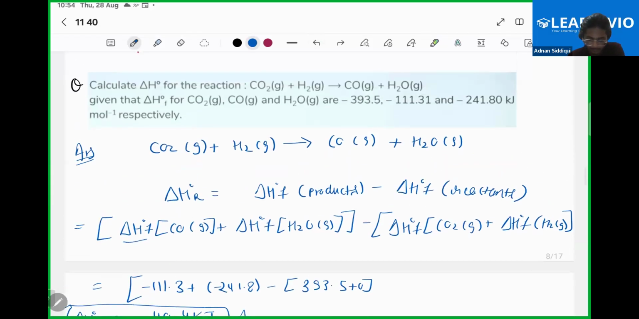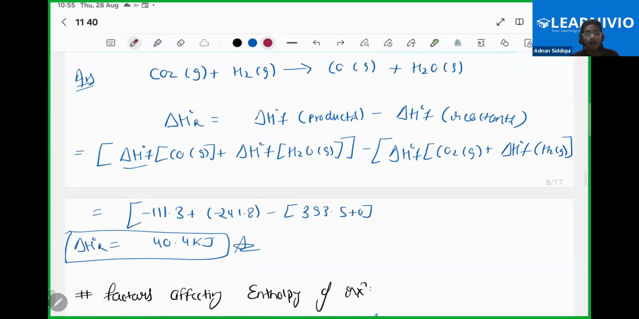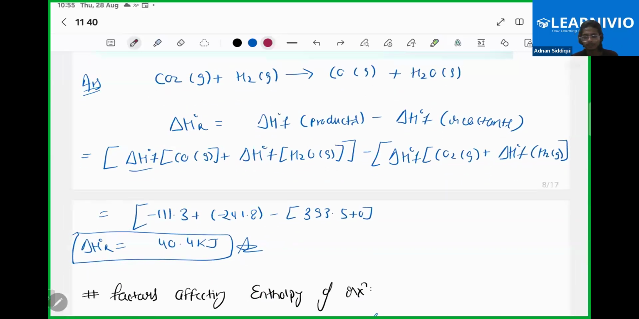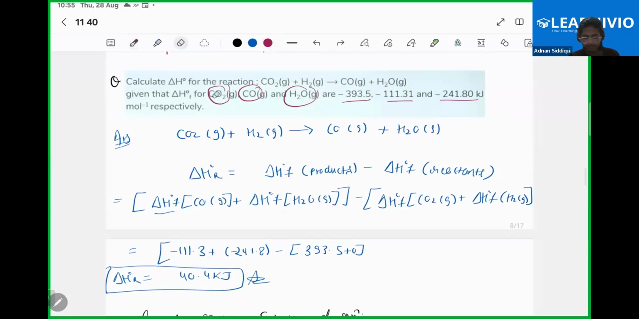Now, the delta H formation for CO2 is given, for CO is given, for H2O is given. And what we know, the delta H formation for H2, because H2 exists in the elemental state, hydrogen is H2. So for H2, we are going to take it as 0, and we just put the values simply, and we will get the delta H R. Is it clear? Easy or not?